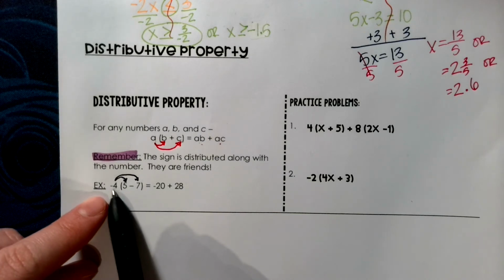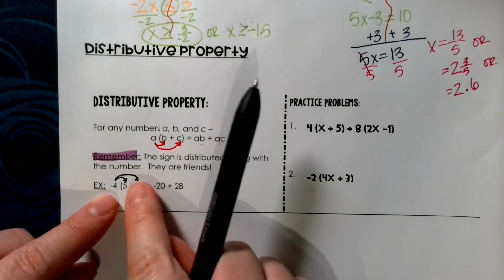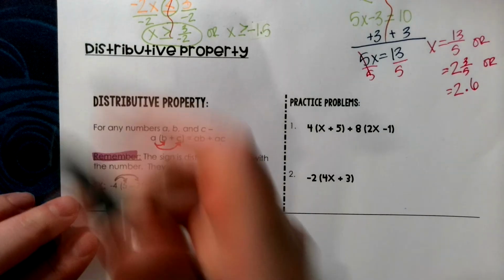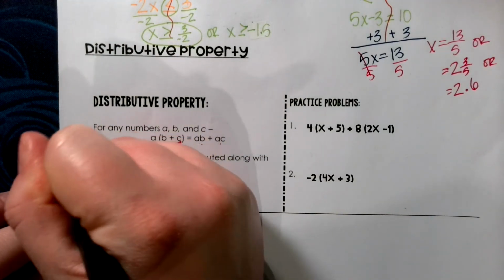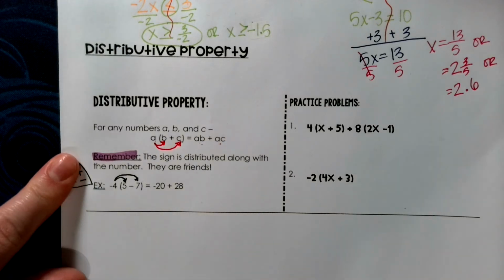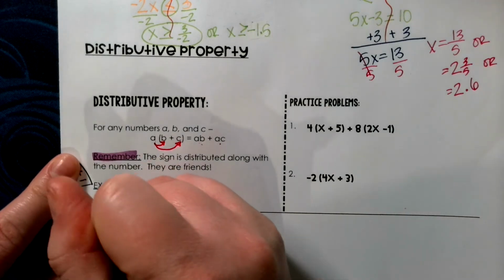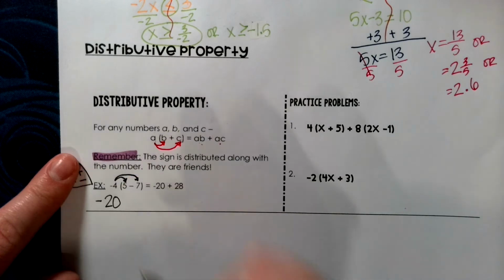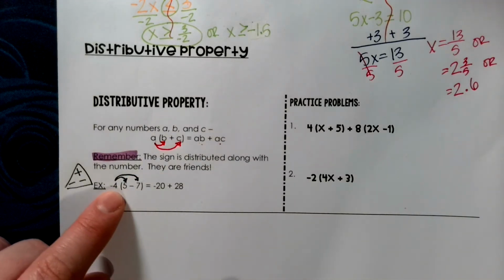Like I said, we have to take that -4 times 5. What is -4 times 5? A negative times a positive is going to give me a negative answer. So that's going to be -20 for the -4 times 5. Then we need to do -4.